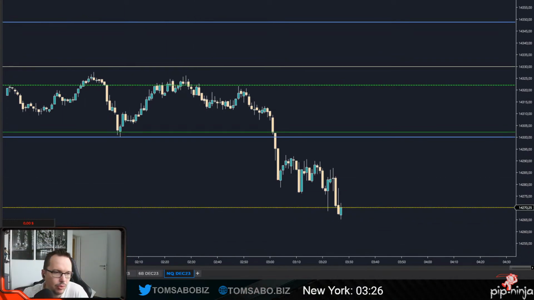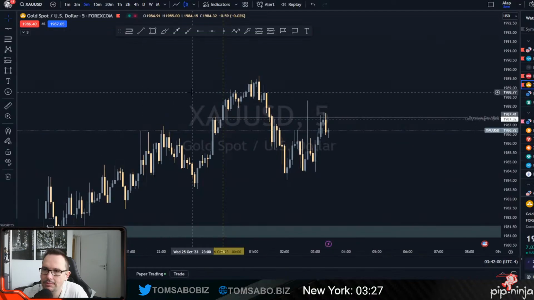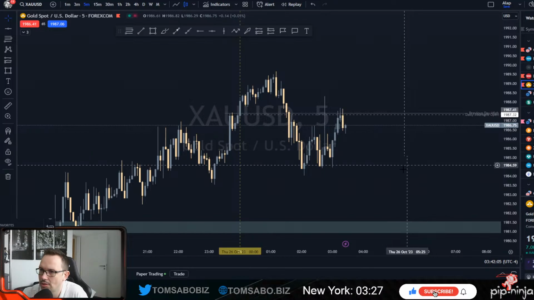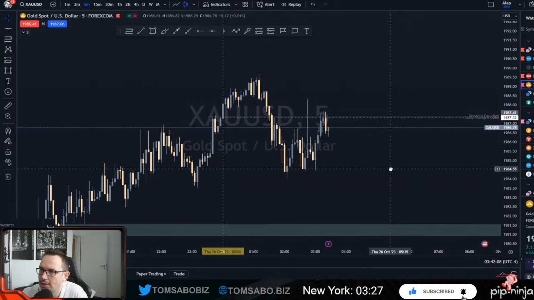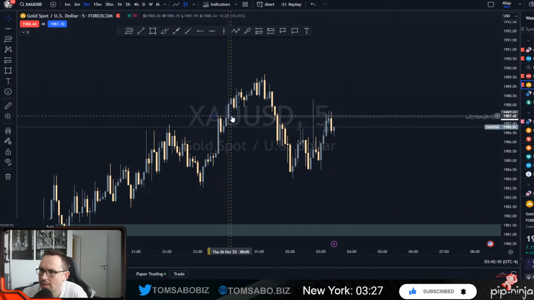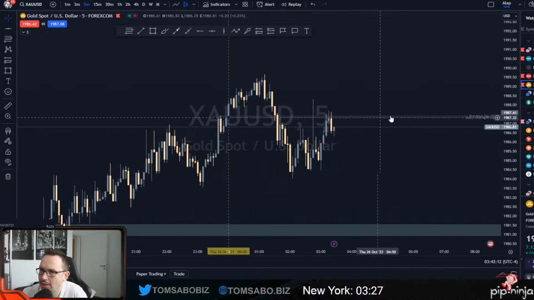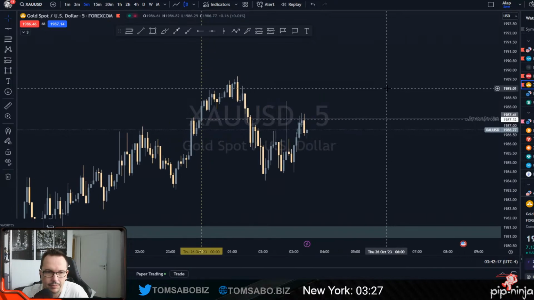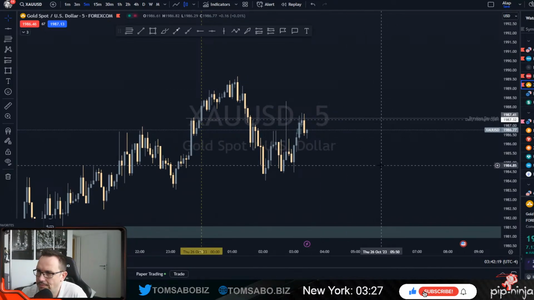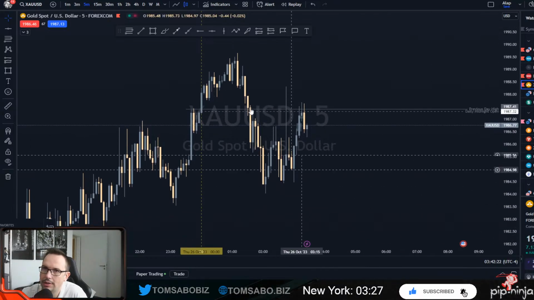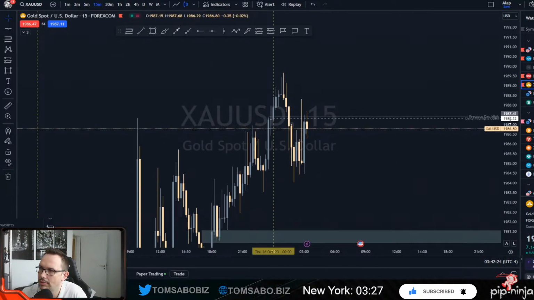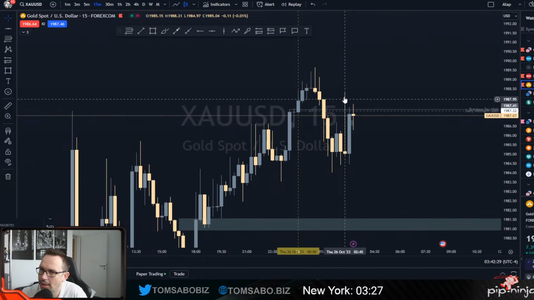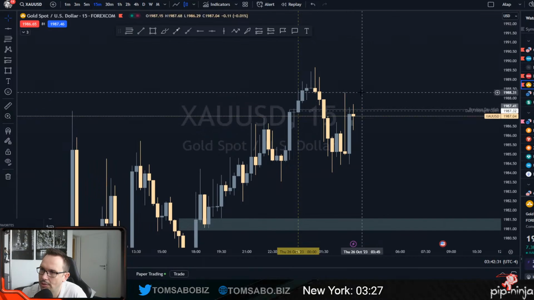So this is NQ. Let's check gold again. Nothing is happening so far. I would not trade it. Yesterday high was taken out. Midnight opening range still intact. Nothing is happening. Nothing to do here for now. Look at the 15-minute. Oh my god. This long wick candle should be filled sooner or later.